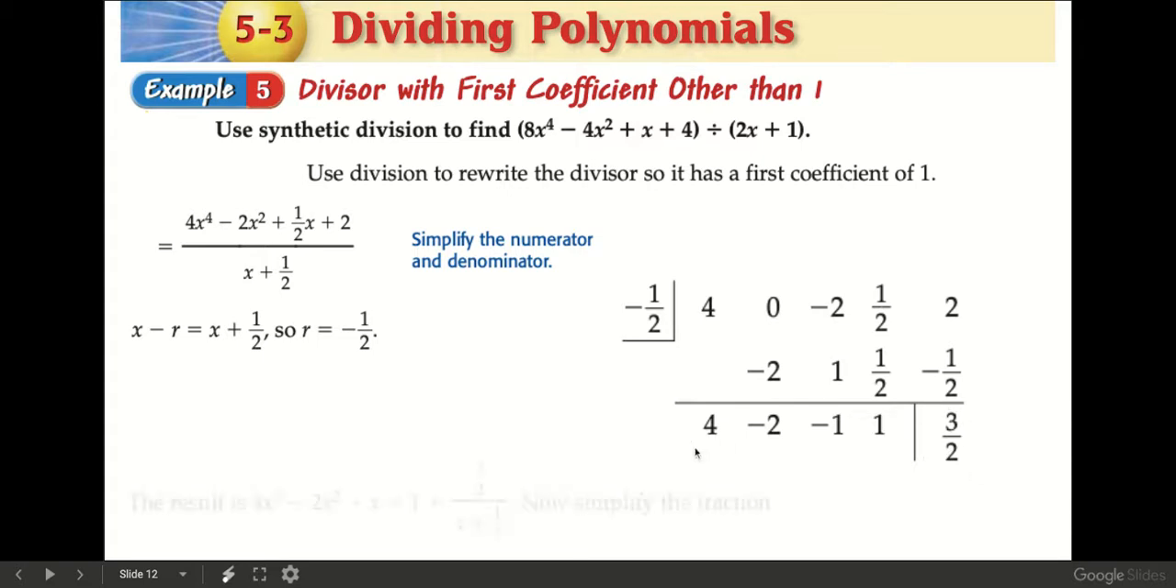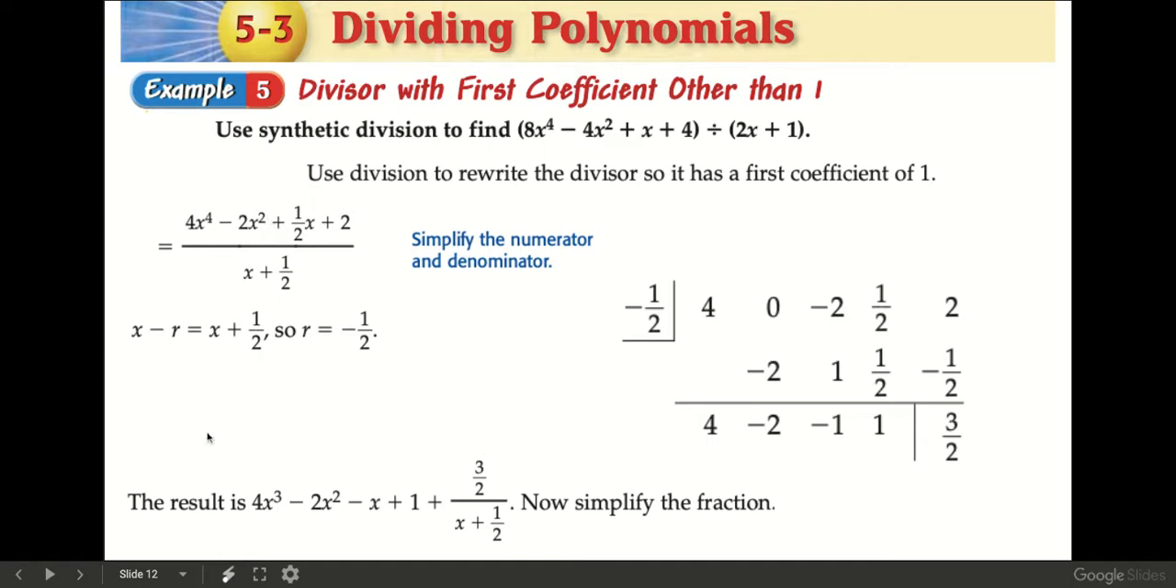So really my answer is, again, remember you start 1 degree lower. Since my dividend was to the power of 4, this is going to be the power of 3. So it's 4x to the third minus 2x squared minus 1x plus 1. And since it's positive, it's plus 3 over 2 over the divisor, which was x plus 1/2, right? Because that's what I was dividing by in this problem here.